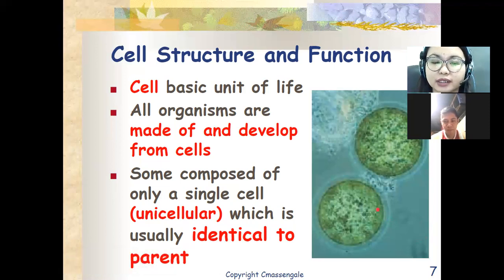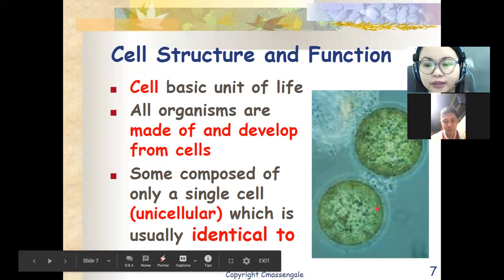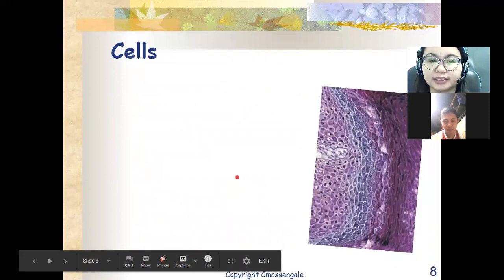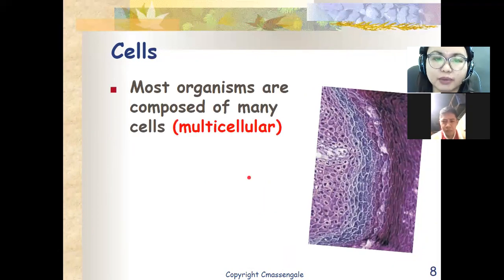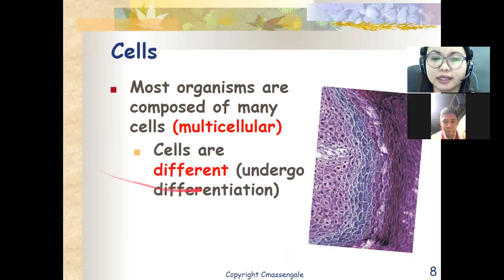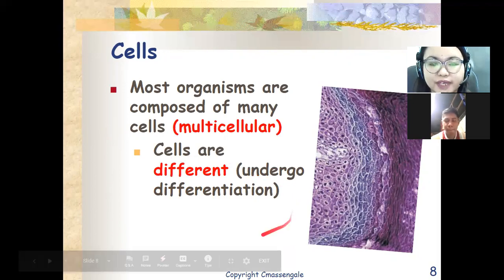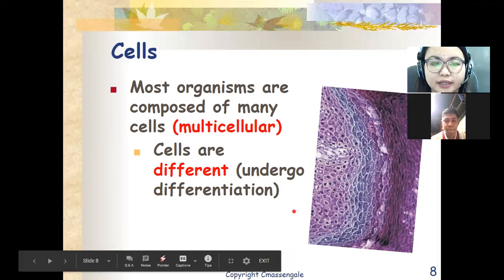Unlike multicellular organisms, which will be explained, there is more or less genetic variation. So let's talk about cells. Most organisms are composed of many cells, called multicellular, and they are different, which undergo differentiation. Later on we will also tackle the different stages and phases of cell development.